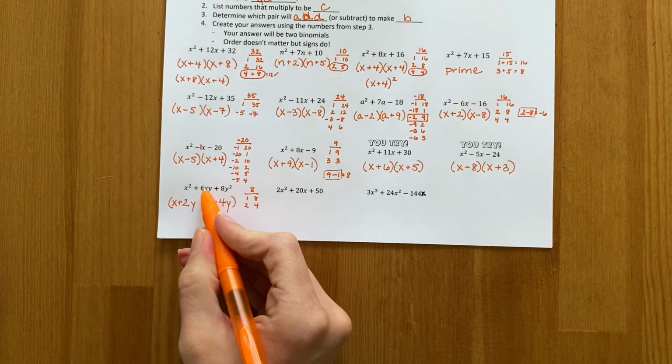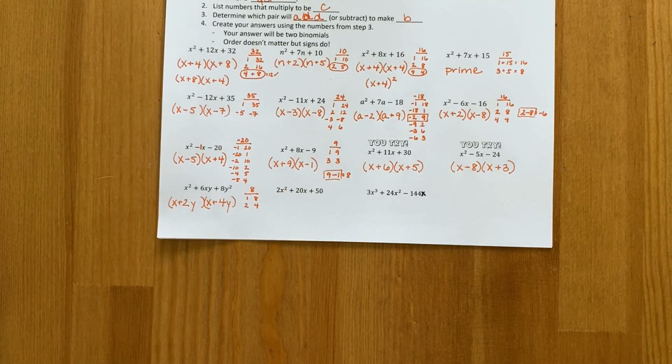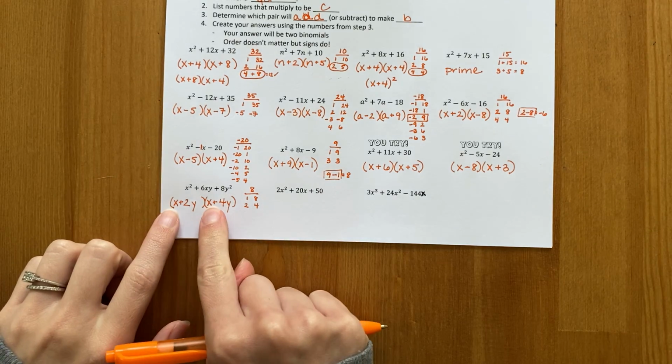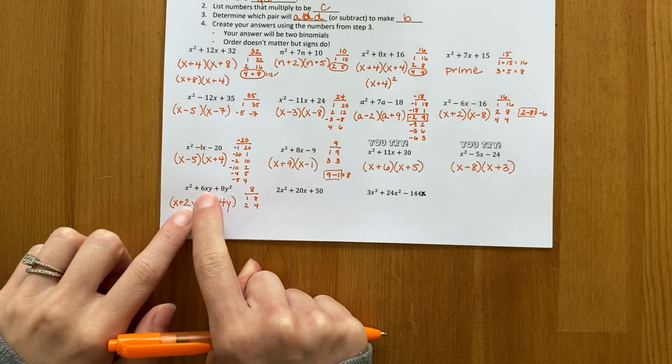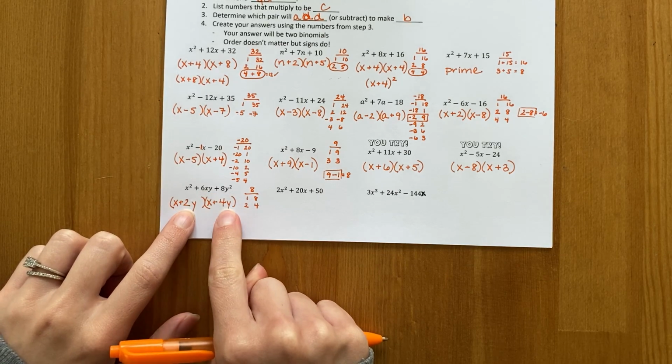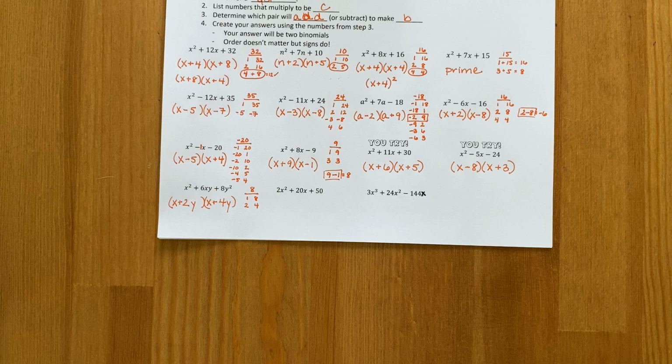Now you might be saying like, okay, well, what about the xy there? It's all taken care of. Think about FOIL. X times x makes x squared. This would be 4xy plus 2xy, which makes 6xy, and 2y and 4y make 8y squared. So just by putting the y's there in the back, it takes care of the whole thing.